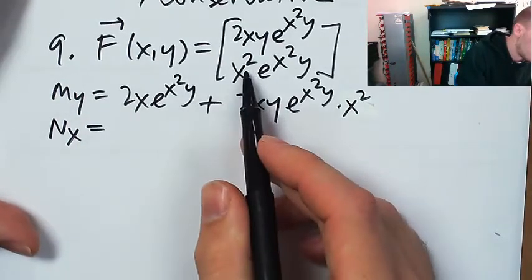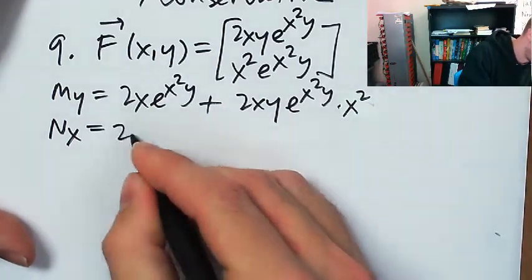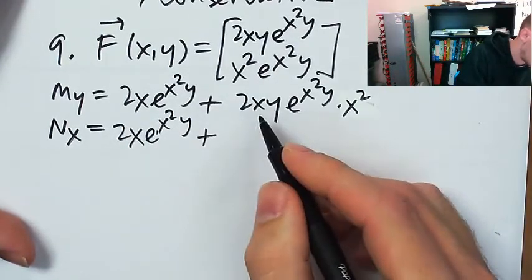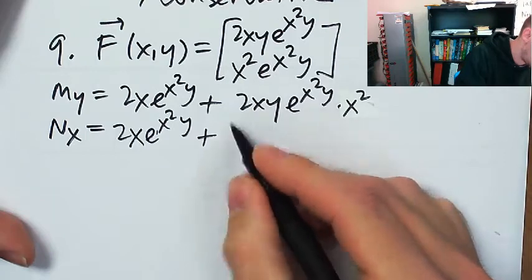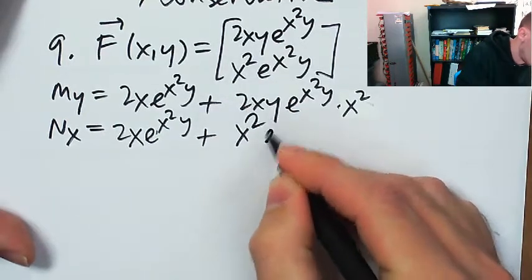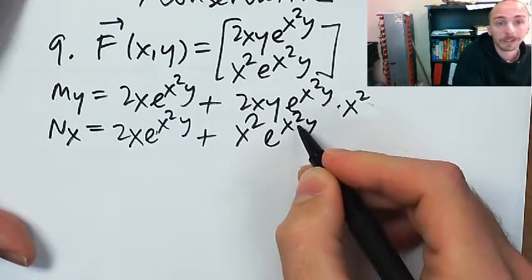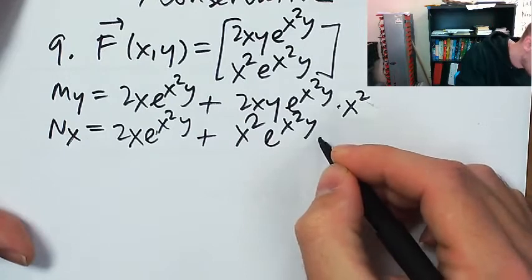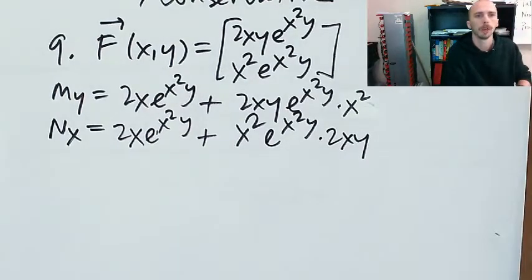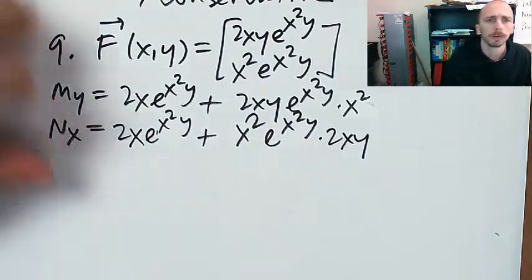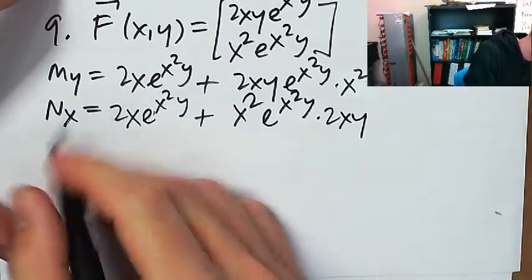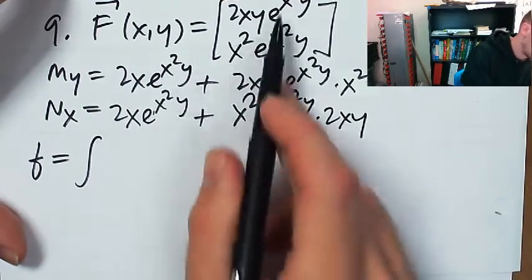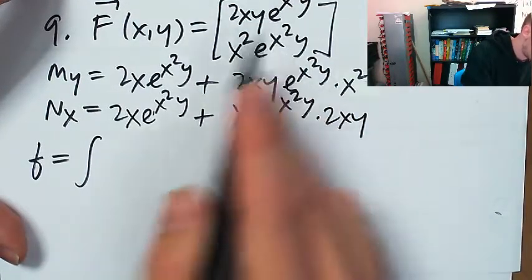All right, and that is going to be 2x e to the x squared y. That's promising. Plus, leave this x squared the same, and take the derivative of e to the x squared y with respect to x, and that's going to incur a 2xy. Oh, okay, it does work out. I think I might need more paper to figure out the potential function, but it'll be all right. So the potential function is an antiderivative for this with respect to x.